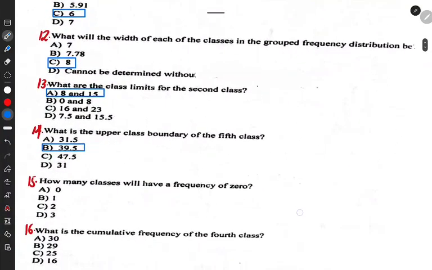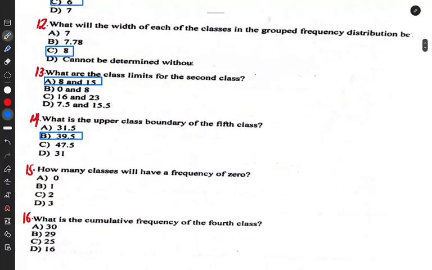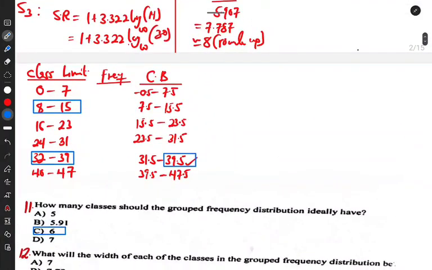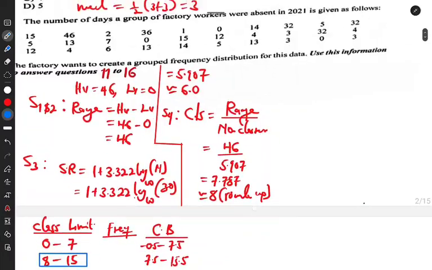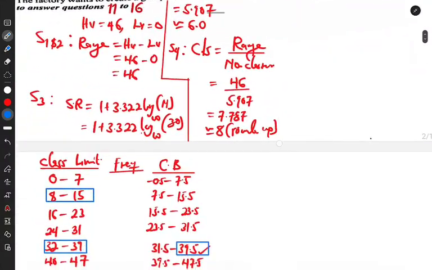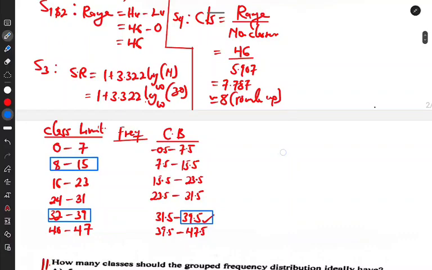Then question number 15. How many classes will have a frequency of 0? I read again: how many classes will have a frequency of 0? So that means we need to know our frequencies. So let's go back to the table so that we can determine the number of frequencies that will fall within the class limits we have already provided here.